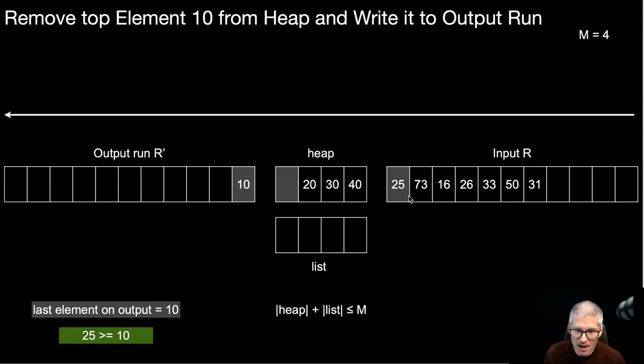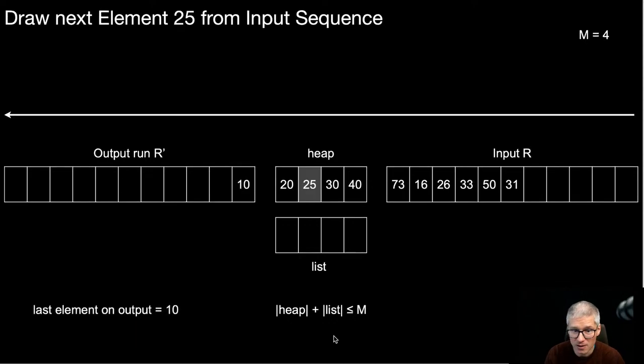So I want to draw 25, so I have to compare against the last output. That's 10, and 25 is greater or equal 10. Everything is fine. 25 will be put into the heap. I maintain the heap property, visualized as a sorted sequence. So now the heap looks like that.